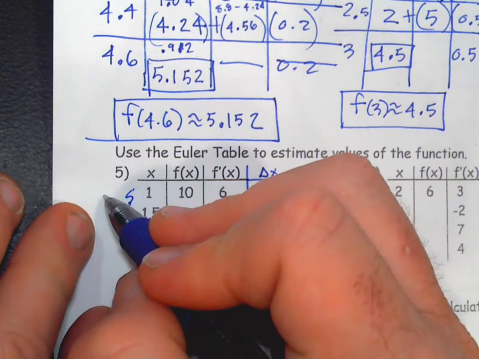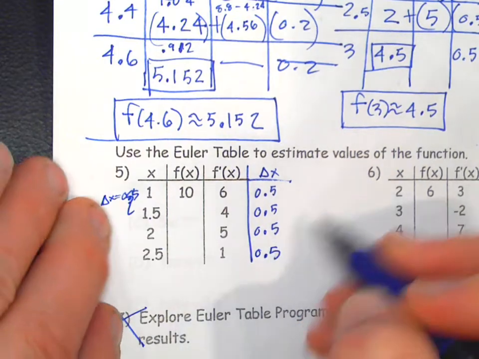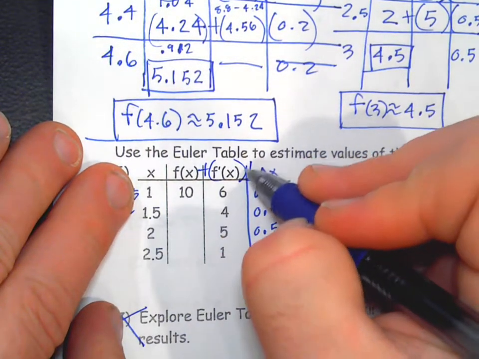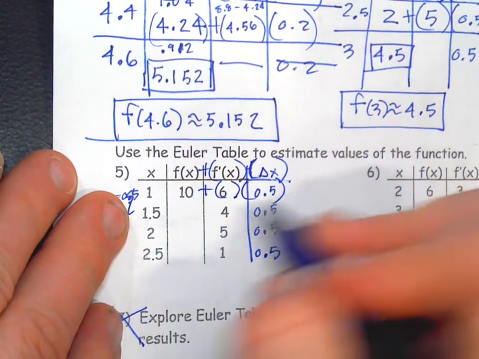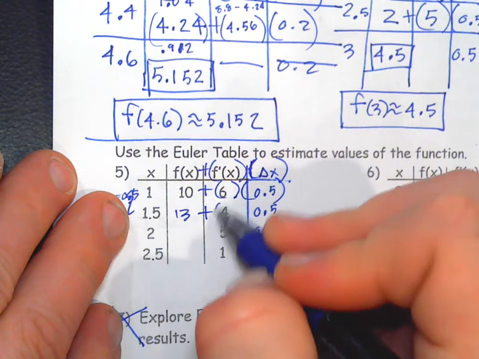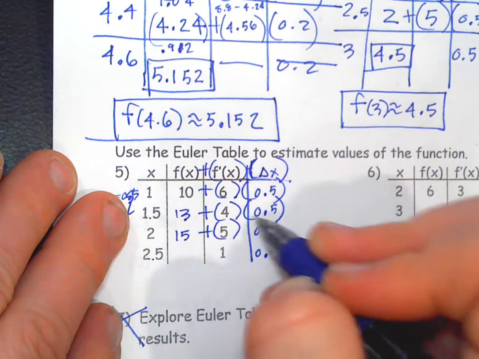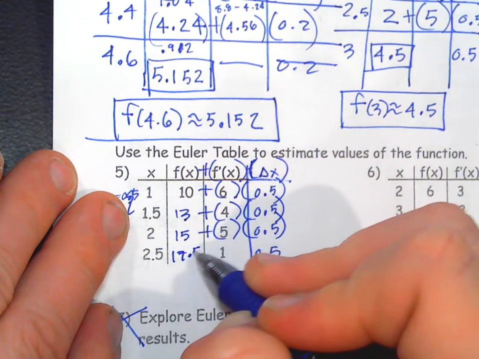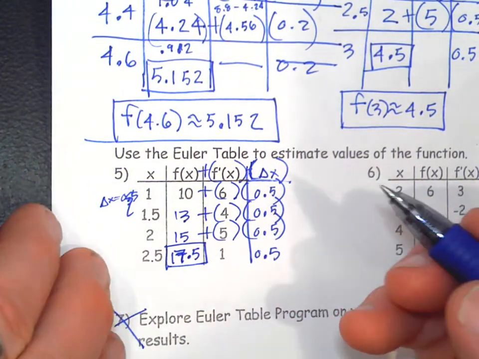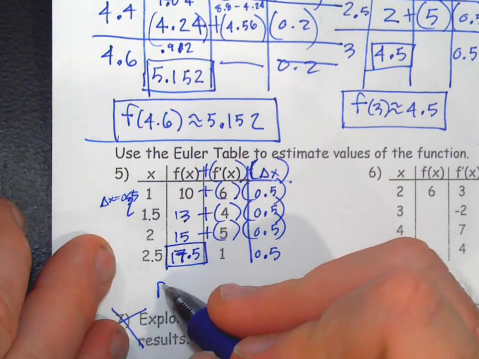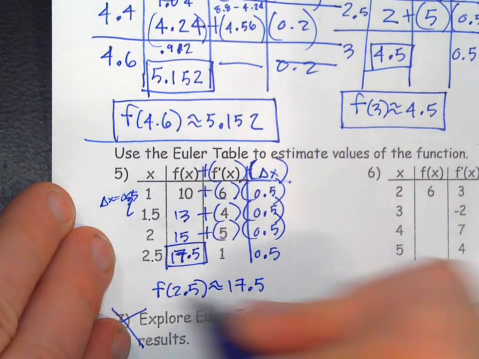Okay, these ones are pretty much set up for you, partly. The delta x, you might have to find yourself just from the table over here. So the new y value is going to be the previous one plus the derivative times delta x. So that's going to be 13. This one's going to be this plus this times this. So it's going to be 15. This one's going to be this plus this times this. It's going to be 17.5. So the one thing that's being done for you are the derivatives, which a lot of times are a bit of the work. So f of 2.5 is approximately 17.5.